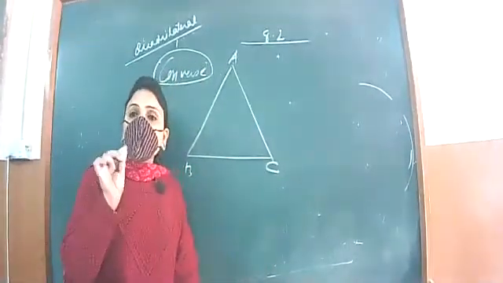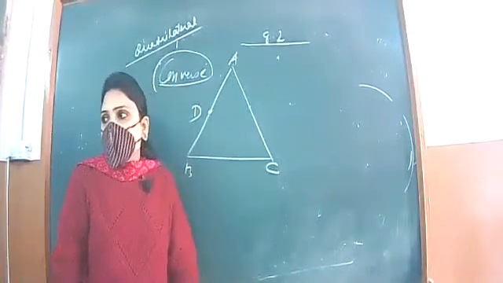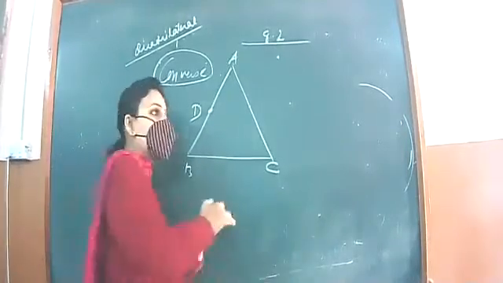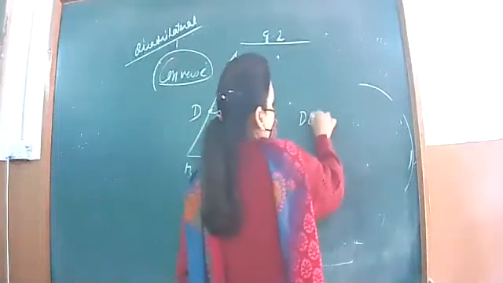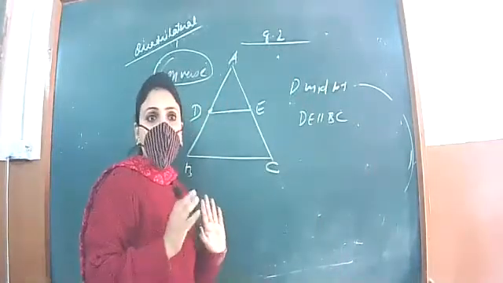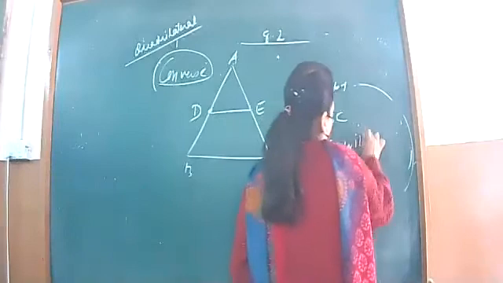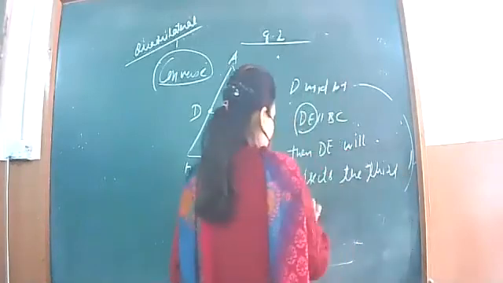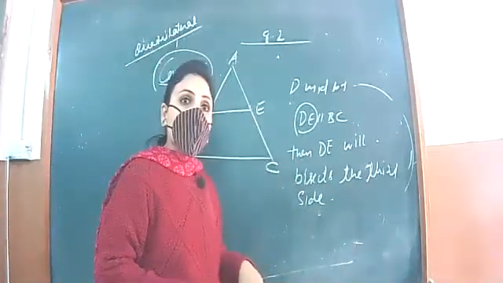What the converse says is that if we draw a line through the midpoint of one side, here one side's midpoint is given. We draw a line through this midpoint, and this line is parallel to the third side. All of this we have: D is the midpoint and the line coming out of it is parallel to the third side. If it happens, then this line will bisect the third side. This line will bisect the third side, meaning it will meet the third side at its midpoint.